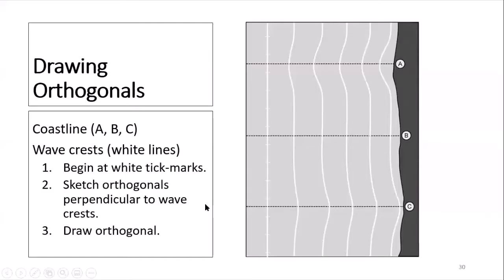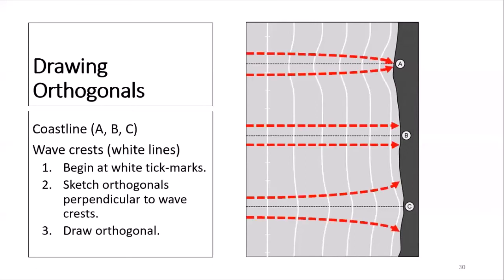Drawing orthogonals. In this example, a coastline is depicted with the water sand barrier being marked by a dark sandy beach with white lines representing wave crests. To correctly draw orthogonals, you'll begin at the white tick marks on the deep water side for each side of the lines A, B, and C.